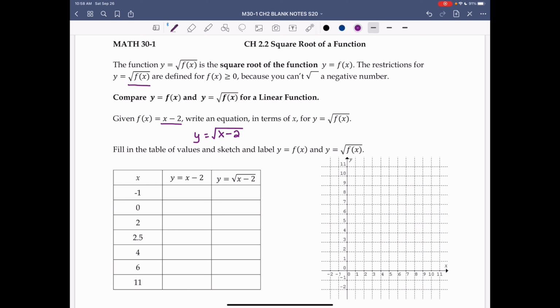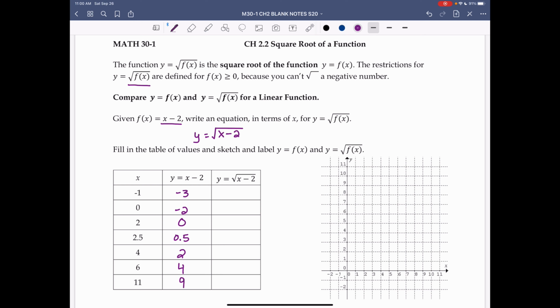Fill in the table of values and sketch and label y equals f of x and y equals the square root of f of x. First, filling in the table of values for y equals x minus 2, which is our f of x function. When x equals negative 1, y is negative 1 minus 2, which is negative 3. X is 0, 0 minus 2 is negative 2. X is 2, 2 minus 2 is 0. 2.5, 2.5 minus 2 is 0.5. X is 4, 4 minus 2 is 2. X is 6, 6 minus 2 is 4. And x is 11, 11 minus 2 is 9.